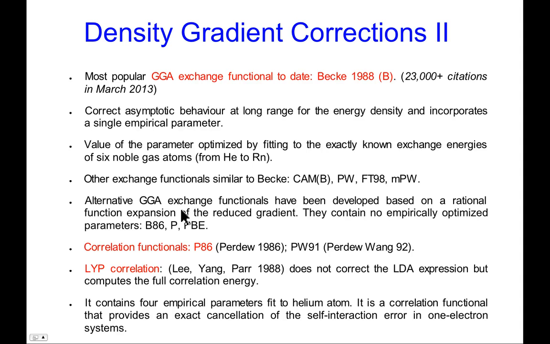There are other kinds of GGA exchange functionals that followed a different approach from Becke. In particular, they use a rational function expansion of the reduced gradient. They don't necessarily contain empirically optimized parameters. There's one by Becke himself in 1986, prior to this 1988 one, and one by Perdew, Burke, and Ernzerhof.